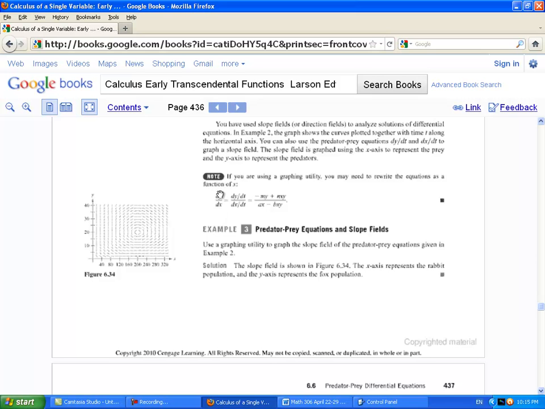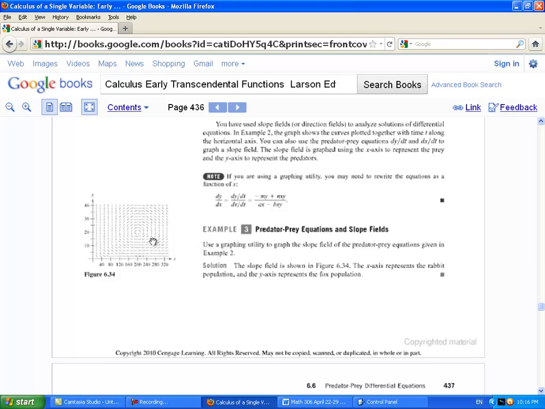Now, since we have dy/dx equals some function of x and y, that enables us to produce a slope field, right? dy/dx is the slope. So for any x and y, I can create a slope value, and I can make an arrow whose slope is equal to that value of dy/dx.